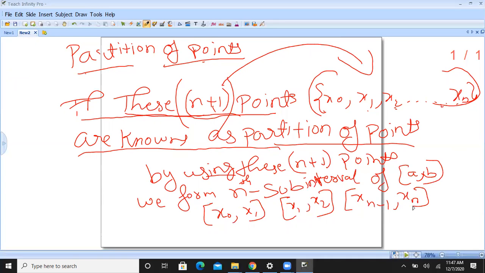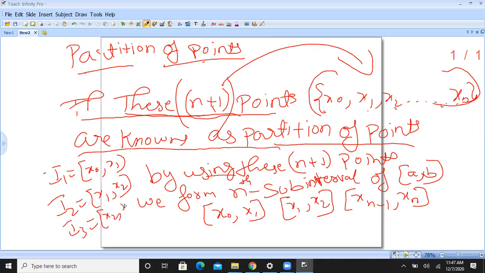Okay, this is denoted by I1 is equal to x0, x1. So first subinterval. I2 is equal to x1, x2. This is the second subinterval. And I3 is equal to x2, x3. This is the third subinterval. So by using n plus 1 points we can find the nth subintervals.